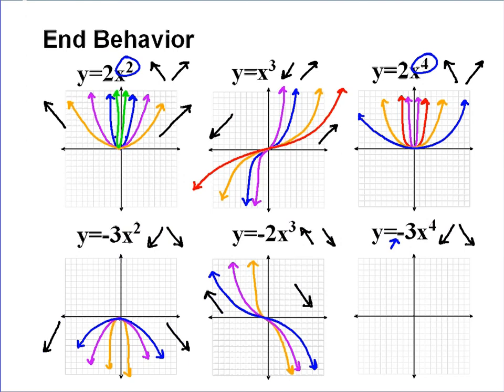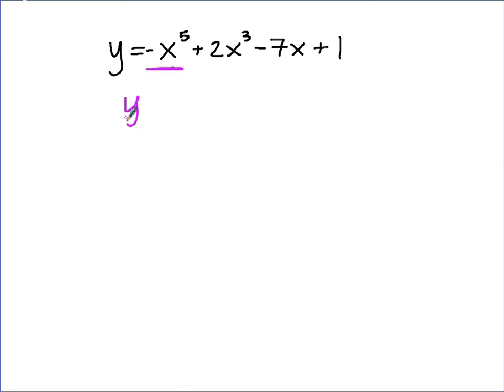So how could you apply this? Well, if you just had any random polynomial, you could tell the end behavior, tell what it's going to look like in the long run by looking at this. So if I have y equals negative x to the 5th plus 2x cubed minus 7x plus 1, if I want to think about the end behavior, really the only thing I want to look at is this highest powered term. In this case, the x to the 5th. And if it's in standard form, it should be the first thing there. So y equals negative x to the 5th.